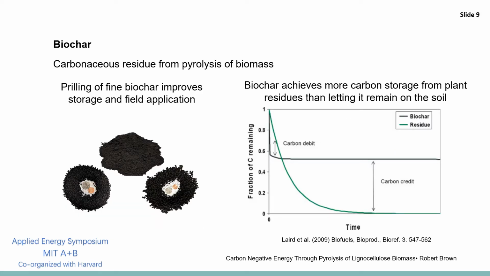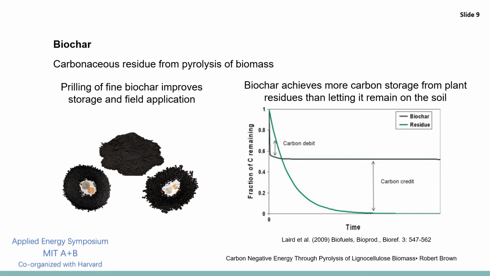The biochar is a carbonaceous residue from the pyrolysis of biomass. As it's produced in fast pyrolysis, which I'll be describing, it is a fine material. We have investigated prilling it to produce a material that is easier to store and to apply to agricultural fields. Biochar actually achieves more carbon storage from these plant residues than letting them remain on the soil. So here I'm illustrating the fraction of carbon remaining over time, and these are very long times. We're talking up to hundreds of years.